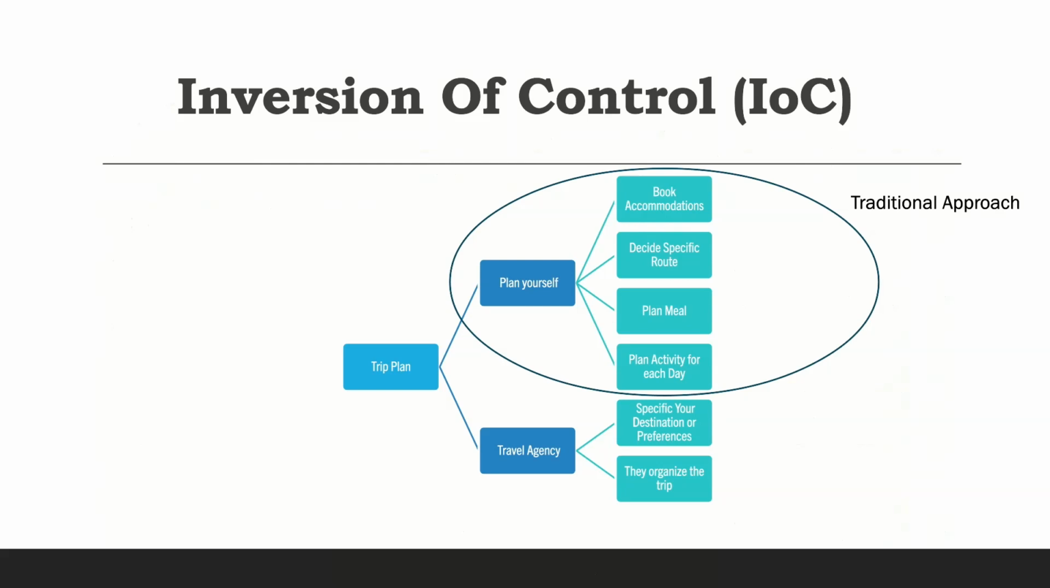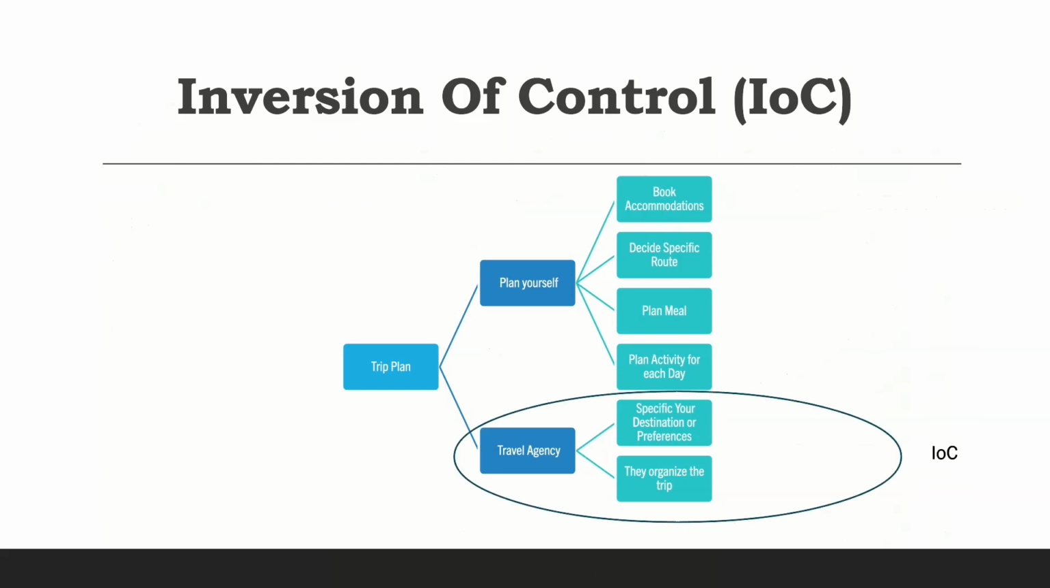Now, imagine using a travel agency. You specify your destination or preferences, and they organize everything. This is IoC. The control over planning is inverted from you to the agency, akin to how Spring manages object creation and interactions.